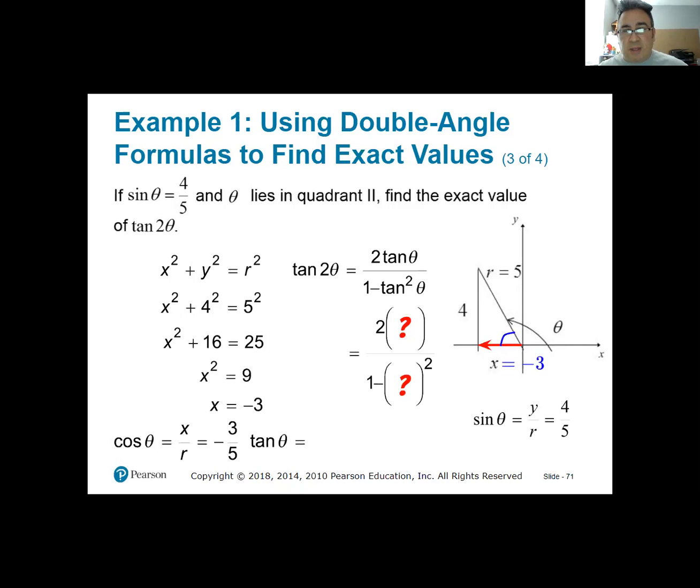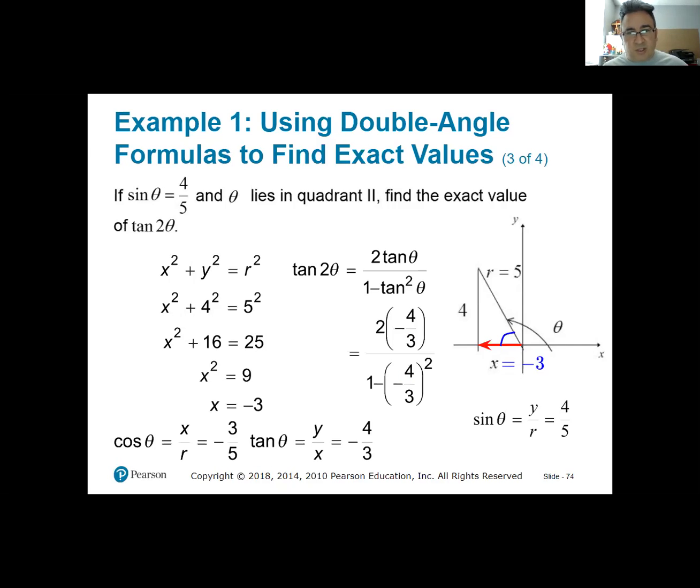And tangent would be, in this case, y over x, right? It would be y over x, 4 over negative 3. And if you did it the other way, it would have worked also. You would have canceled those when you see it, and you would have gotten a complex fraction, and the fives would have canceled in both, and you still end up with negative 4 over 3. So I'm plugging in a negative 4 over 3 into both of those.